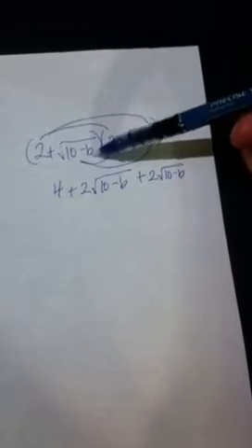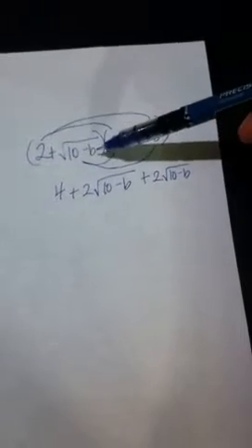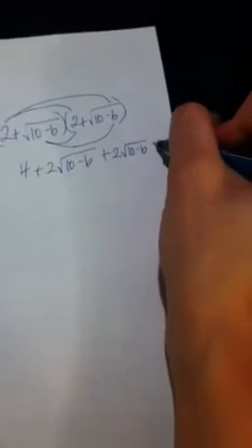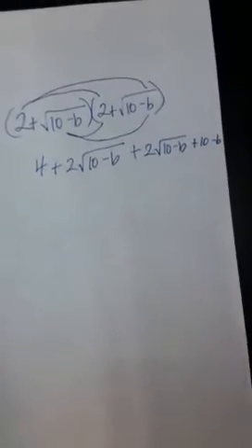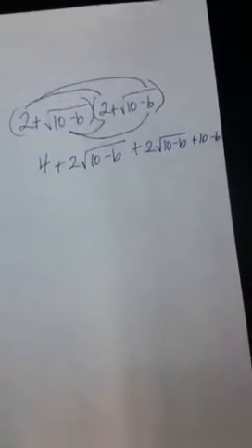The last is square root of 10 minus b times square root of 10 minus b. In other words, that's square root of 10 minus b squared. So the squared and the square root will cancel out. You're just left with 10 minus b. So this is getting real small. I'm going to go ahead and simplify before I transfer it back to the problem.